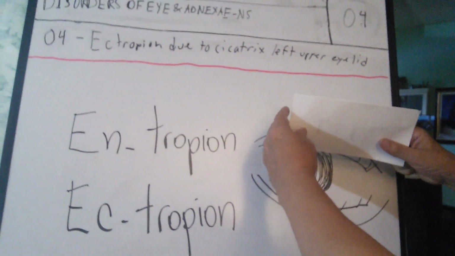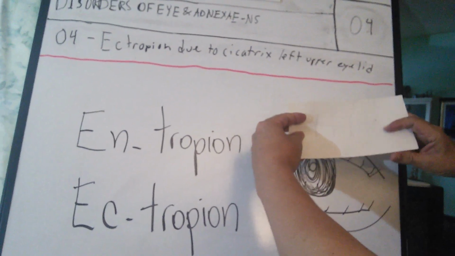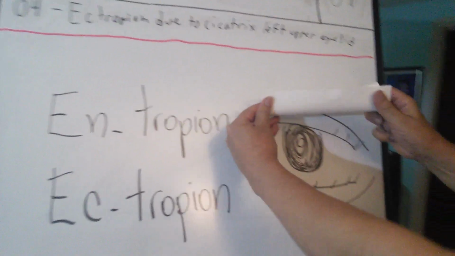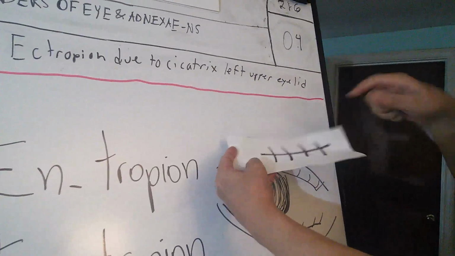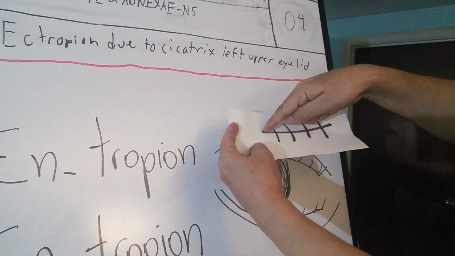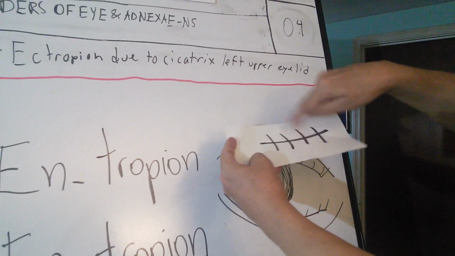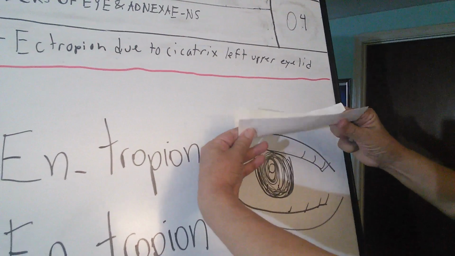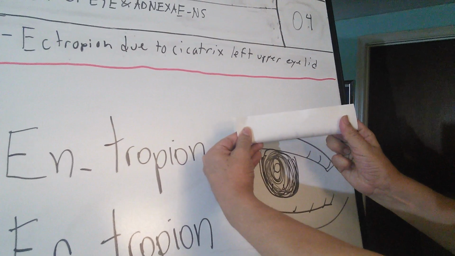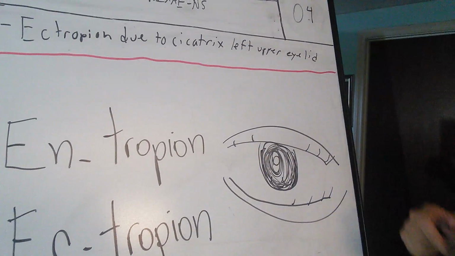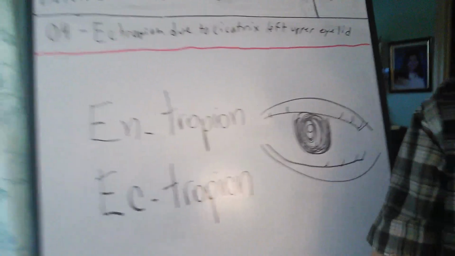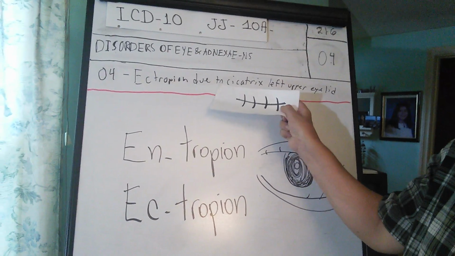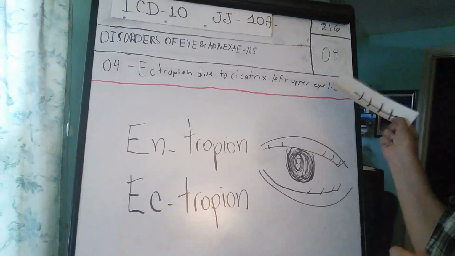Now, ectropion is the opposite. Ectropion is when it's turning outside, like that, right? And the reason why it's turning outside is because there's a cicatrix here, and that pulls the upper eyelid out like that. Okay? So once you have that idea, we're going to go to the path, how we find the problem: ectropion due to cicatrix, left upper eyelid.